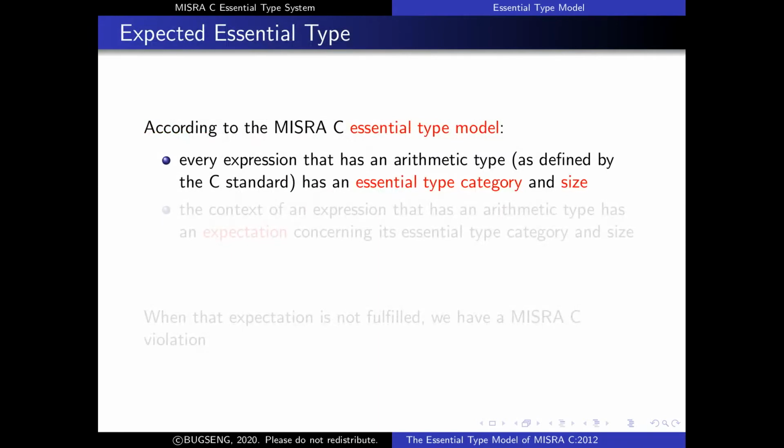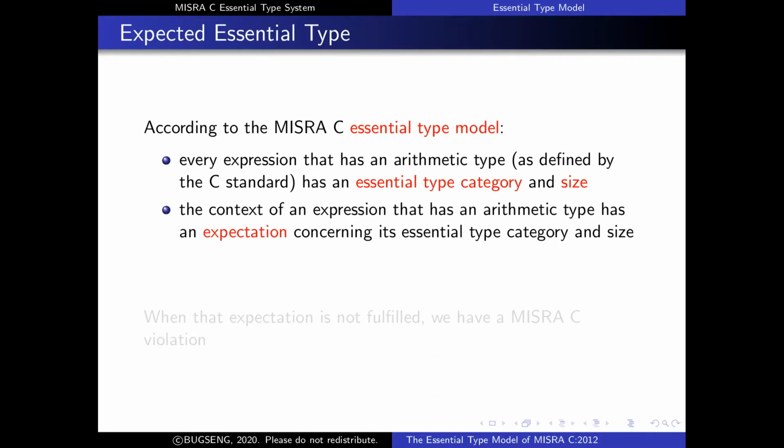Okay, so what is the basic idea behind the essential type model? Every expression that has an arithmetic type, as defined by the C standard, has an essential type category and a size. Category and size. The context of an expression that has an arithmetic type has an expectation concerning the essential type category and size. When the expectation is not fulfilled, we have a MISRA C violation.